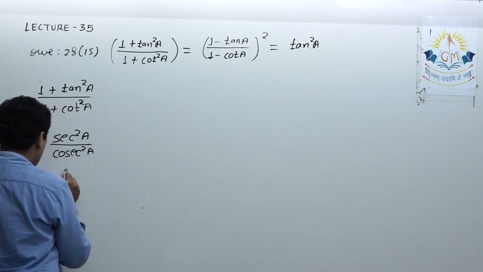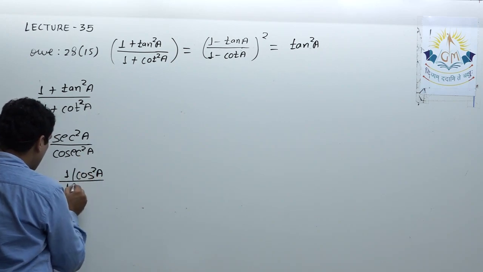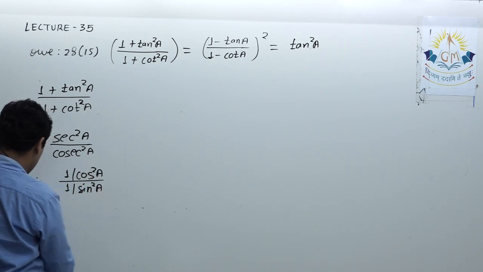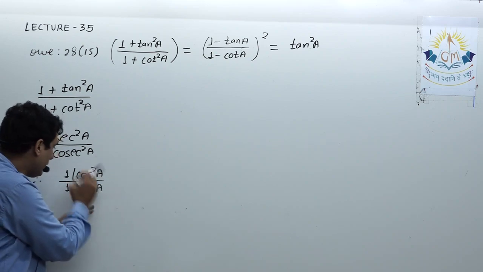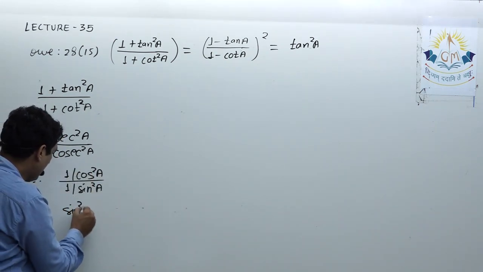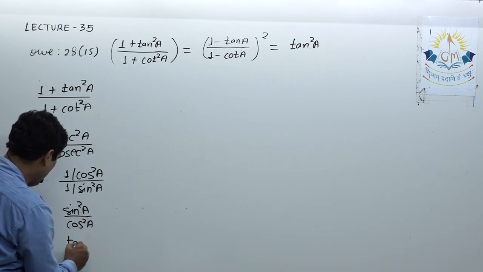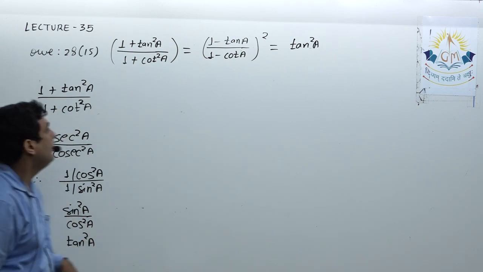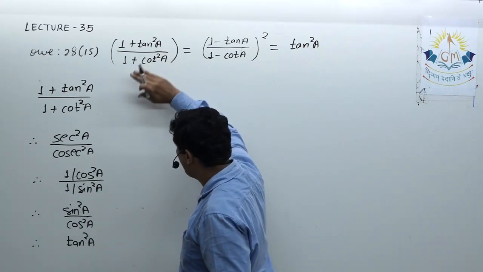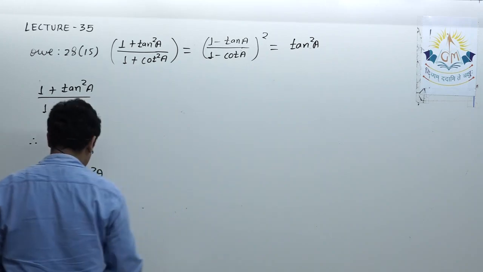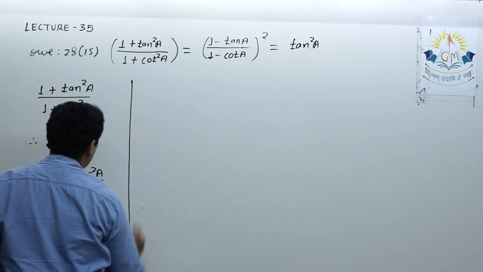Now I will convert this into sine and cos. Sec square A is 1 upon cos square A, and cosec square A is 1 upon sine square A. On further simplification, this sine comes in the numerator and this cos in the denominator. So I get sine square A upon cos square A, which gives finally tan square A. So by simplifying the first expression, I got tan square A. That means I proved that the first one is equal to the last one. Let it be equation number 1. Now I will simplify the second one.